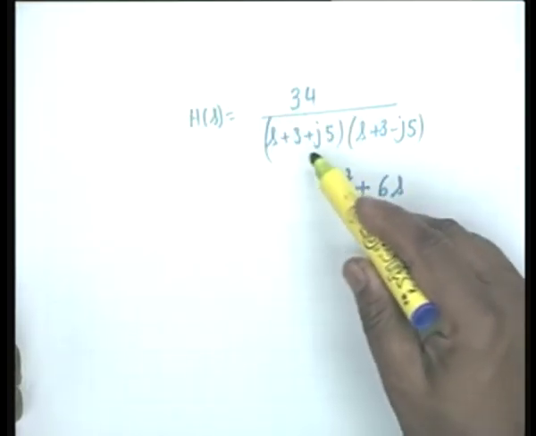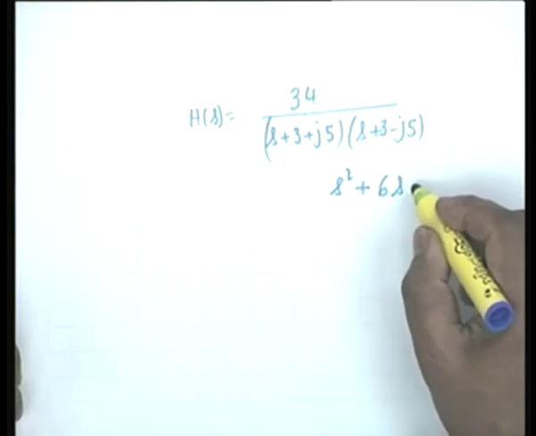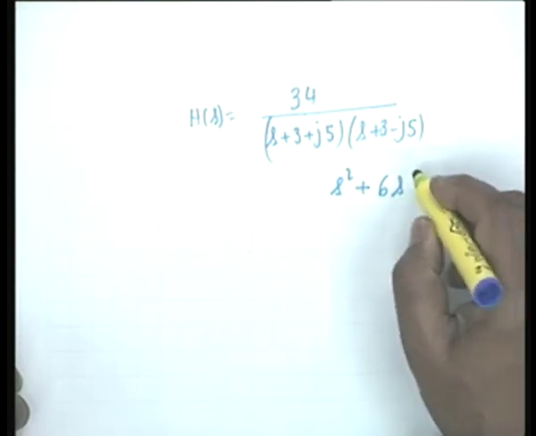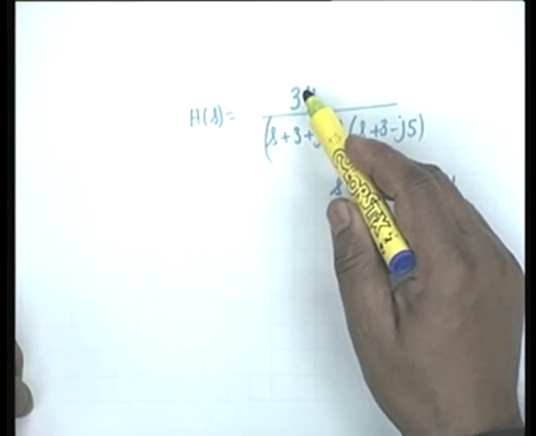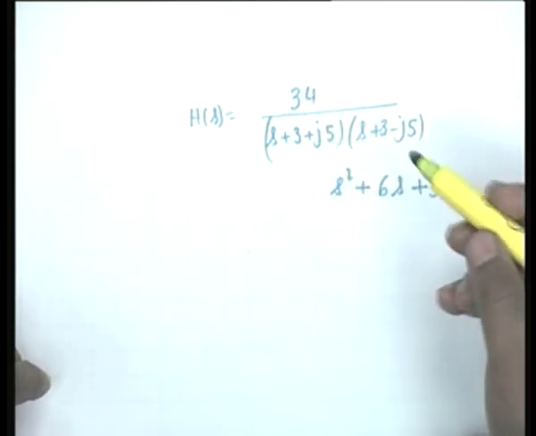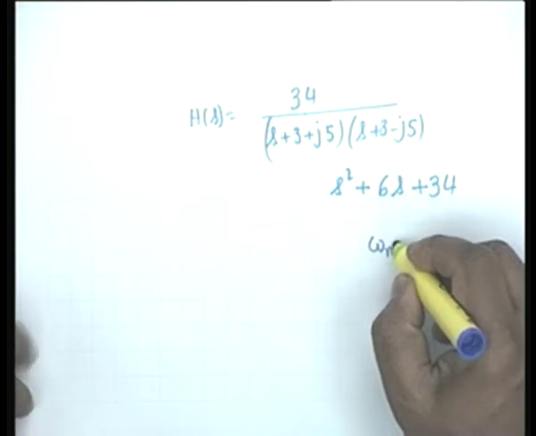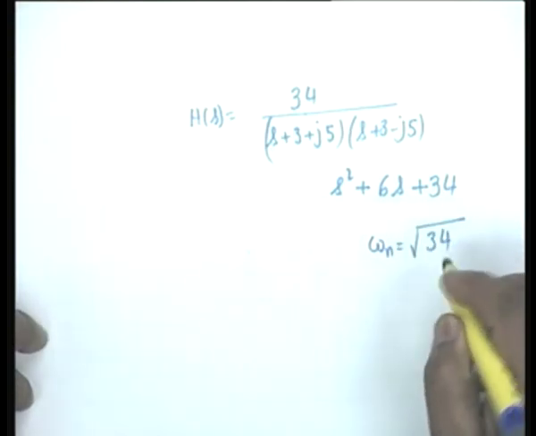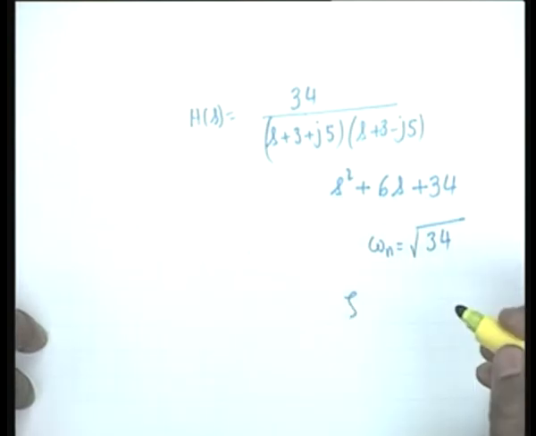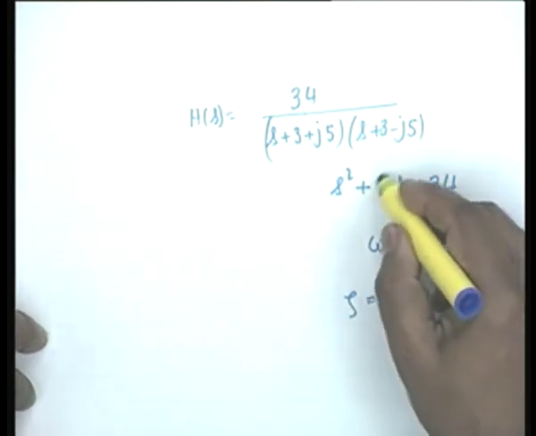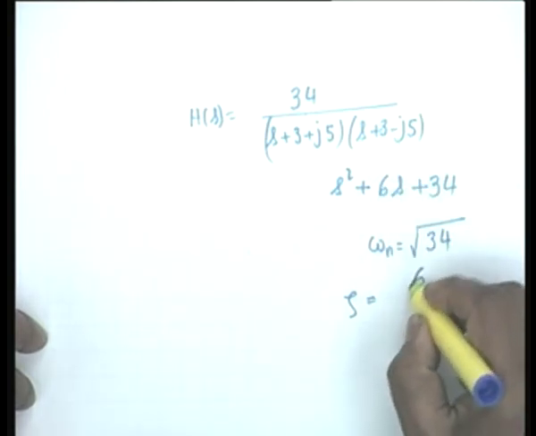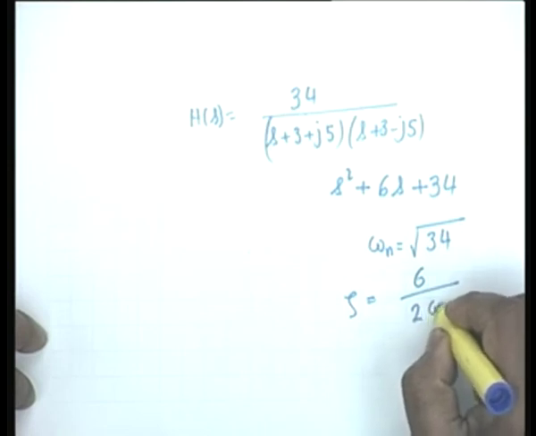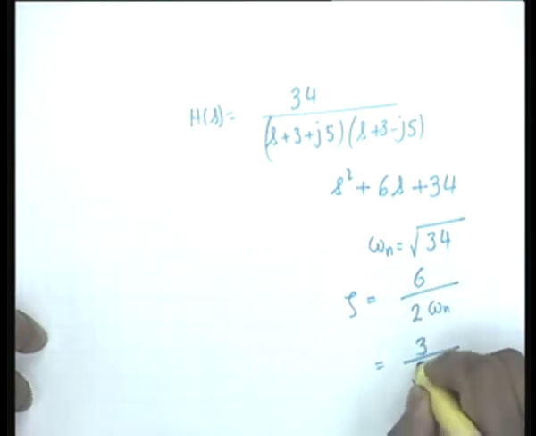This is how much? 9 plus 25. Is this 34? 25 plus, yes. It has to be 34, there is no other way, because the numerator is 34, omega n squared is 34. You can also find out from here what is omega n. Omega n is square root of 34, and you can find zeta. Zeta is, this factor must be 2 zeta omega n. So zeta would be equal to 6 divided by 2 omega n. So this is equal to 3 divided by square root of 34.